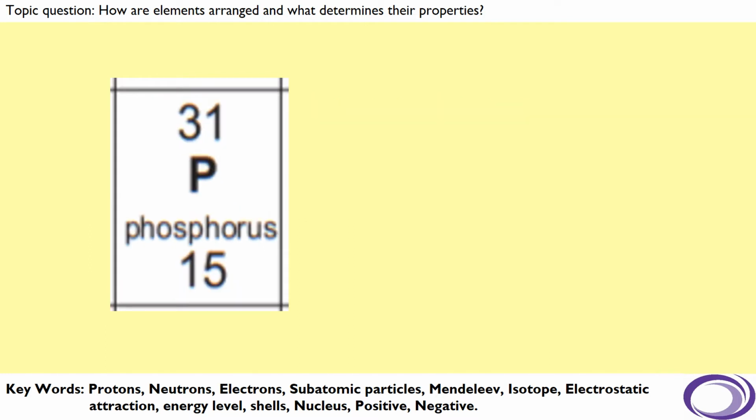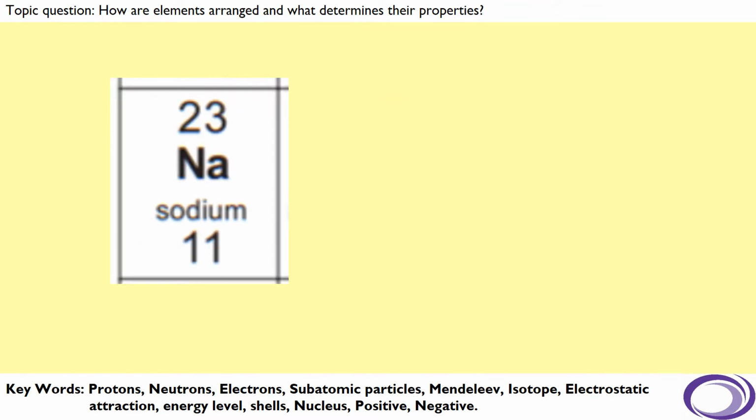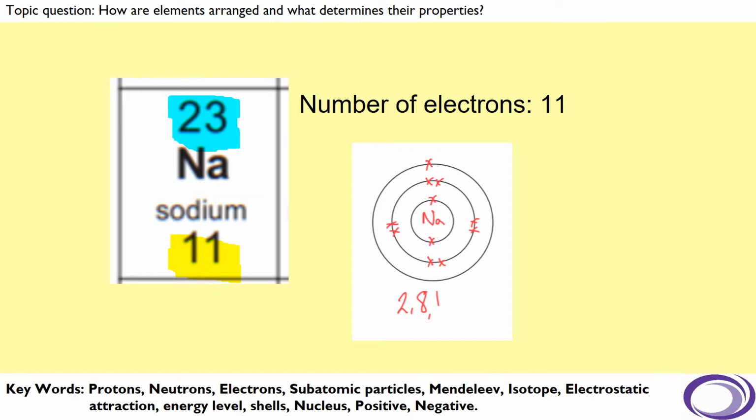If we look at phosphorus, phosphorus has 15 electrons. So there will be 2 in the first shell, 8 in the second shell, and then 5 in the final shell. One more, if we look at sodium, sodium's got 11 electrons. So they would be arranged 2, then 8, then 1.